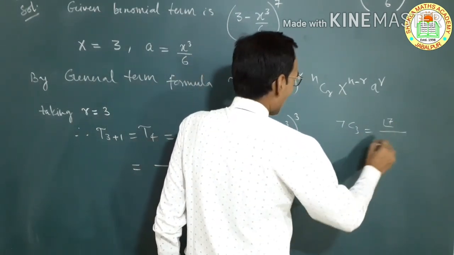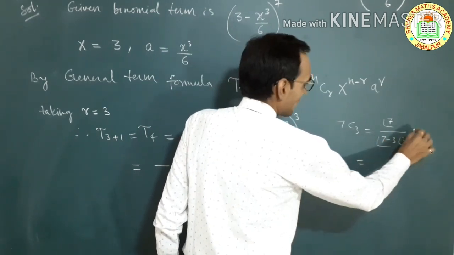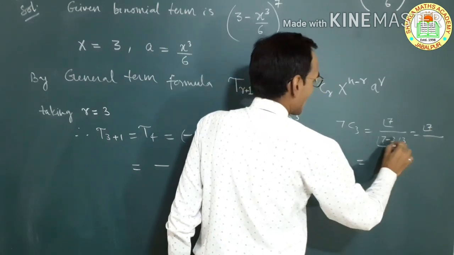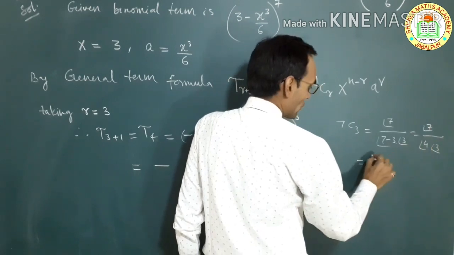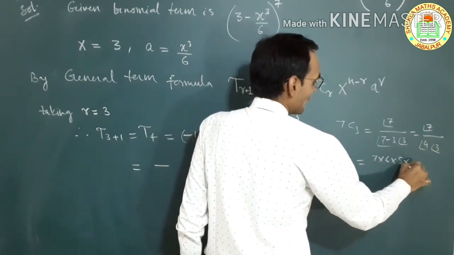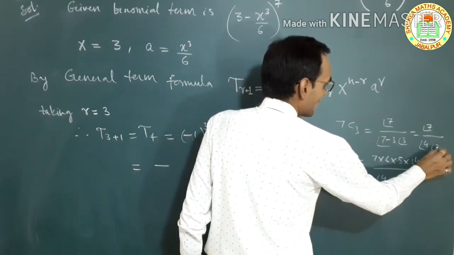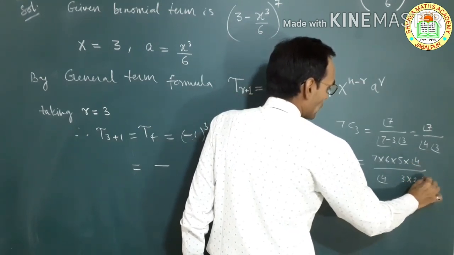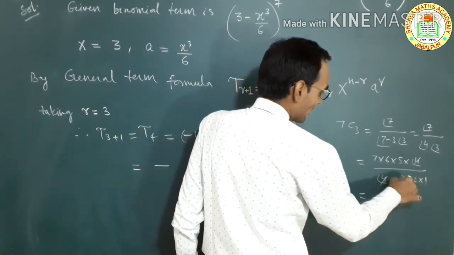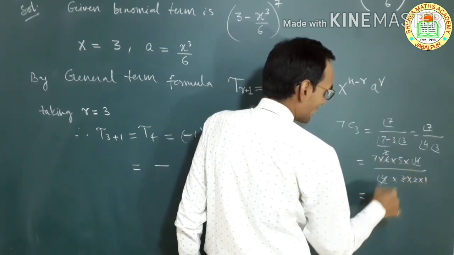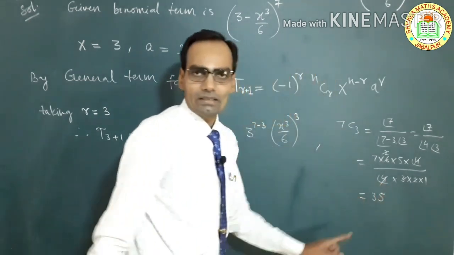Factorial 7 by factorial 7 minus 3 into factorial 3. Now simplify it. It is factorial 7 upon factorial 4 and factorial 3. Now break the factorial 7 up to 4. So 7 into 6 into 5 into factorial 4 upon factorial 4 into factorial 3, which is 3 into 2 into 1. Factorial 4 is cancelled. 3 twos are 6, and 2 2 cancelled, it is 1. So 7 5s are 35. So its value is 35.